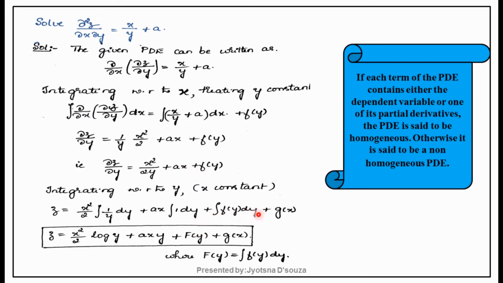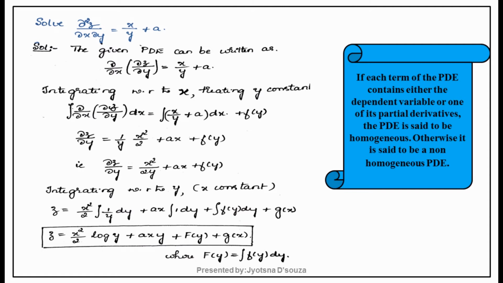So the answer we are getting is z equal to x²/2 times the integration of 1/y, which is log y, plus ax times the integration of dy, which is y, plus the integration of f(y) dy, which we take as capital F(y), since we don't know what the small f(y) is, plus g(x). So this is a solution of the given non-homogeneous PDE.